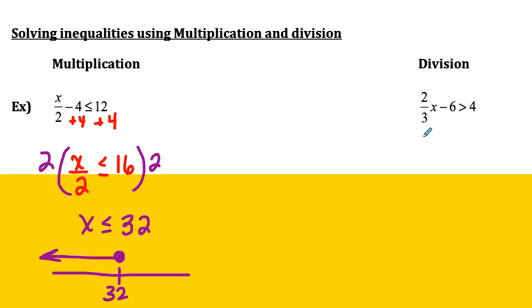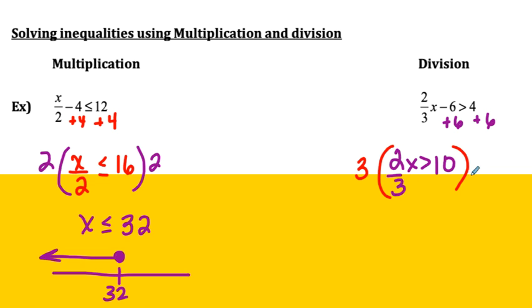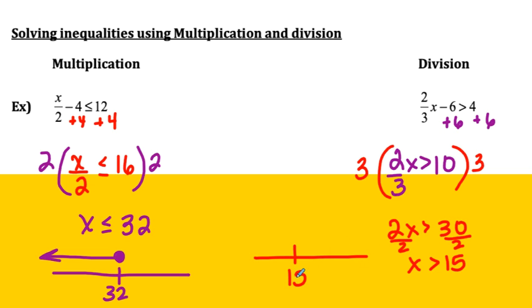Okay, let's try the next one. Okay, I see the same situation. I see that constant. I'm going to bring it to the other side. So I get 2/3 x is greater than 10, and then I'm going to clear fractions. So I'm going to multiply both sides by 3. So 2x is greater than 30, and if I divide by 2 on both sides, x is greater than 15. All right, so that tells me my answer. I have 15, and I want x greater than that.